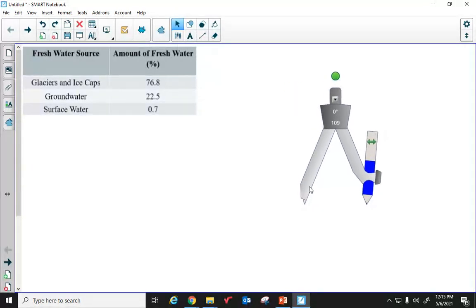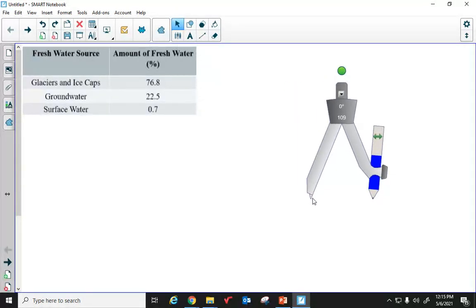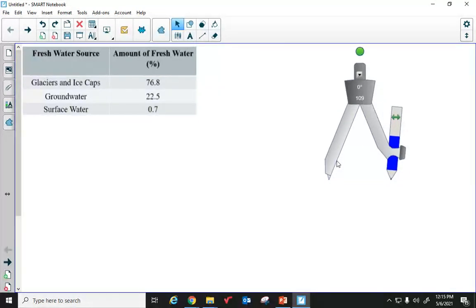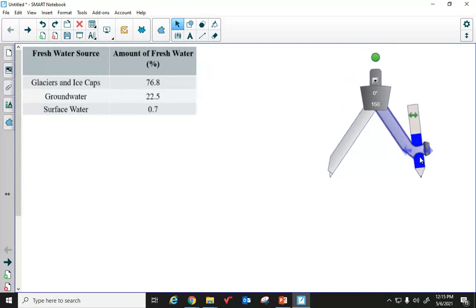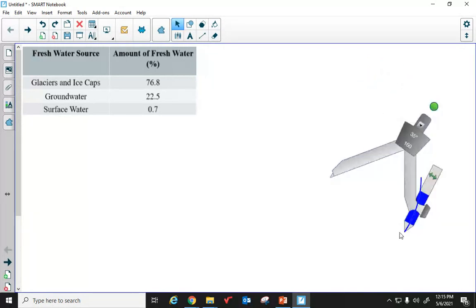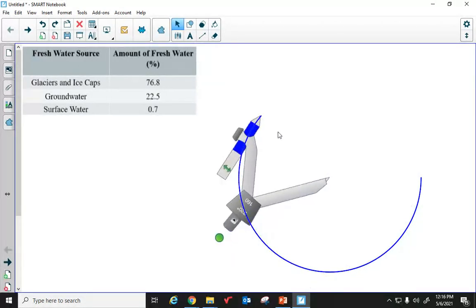And let's just do this over here. So yeah, the pointy edge represents the center of the circle. And then the pencil edge, when I draw it around, is going to draw the circumference of the circle. So let's make this a little bit bigger. Let's draw a circle. So let's go ahead and go around in a circle and draw this.